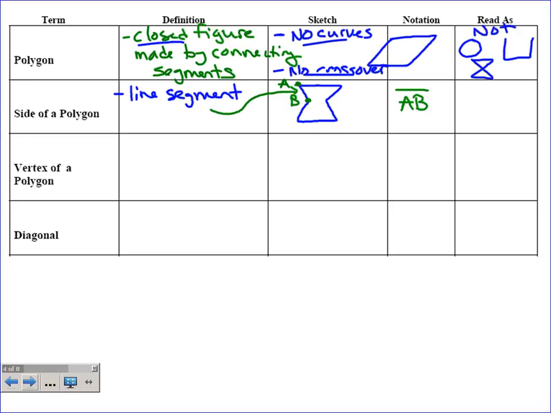Does that make sense? I'm not trying to make this too tough. It's pretty straightforward, I would think. That's how you pronounce it: side AB. Okay, the vertex. Well, that's basically where they come together. So it's endpoints. I'm going to abbreviate endpoints: endpoints where segments meet.